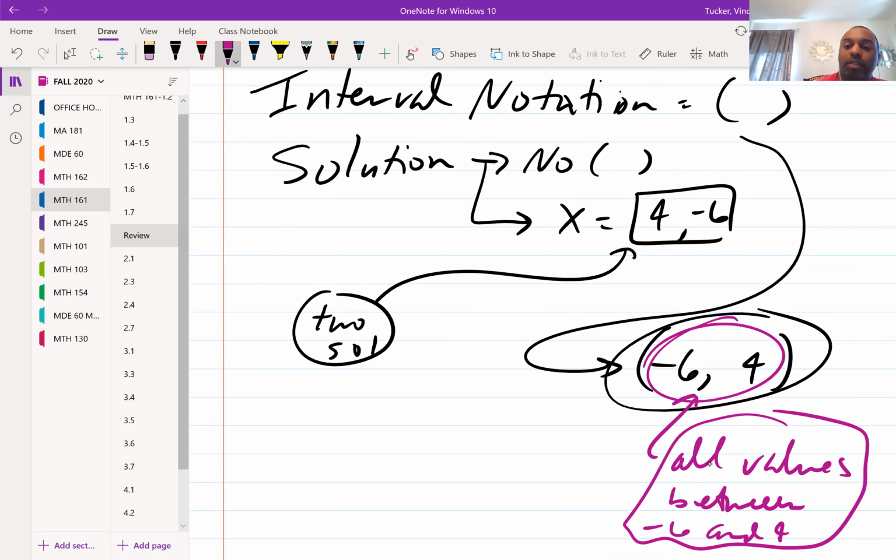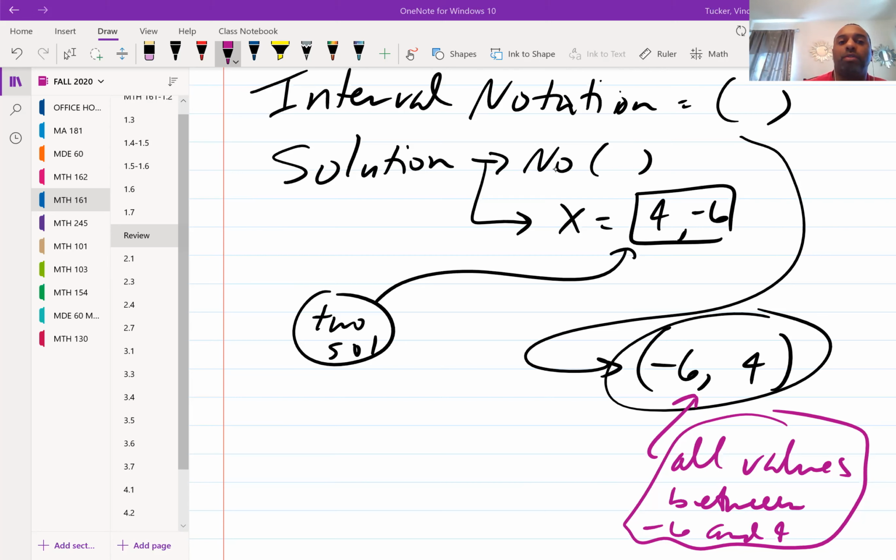If you're using parentheses, you're saying that I have infinitely many solutions. My solutions will be anything between -6 and 4. So that's the difference between using parentheses and just using a comma. I think that's what you were asking. If not, please let me know, and I'll go back. Okay, yep, not a problem.